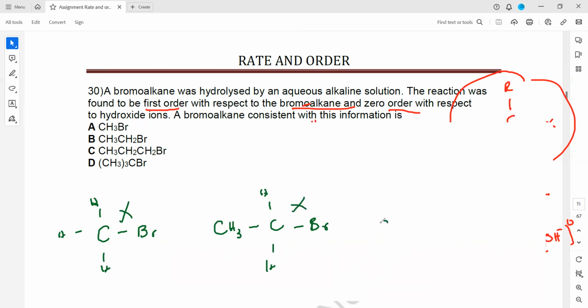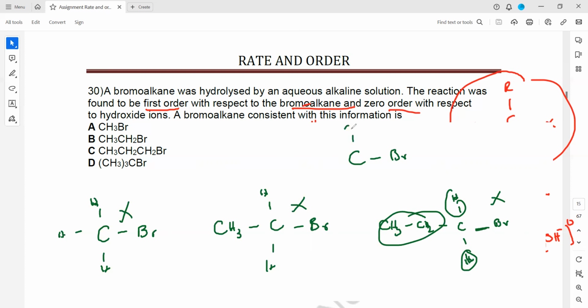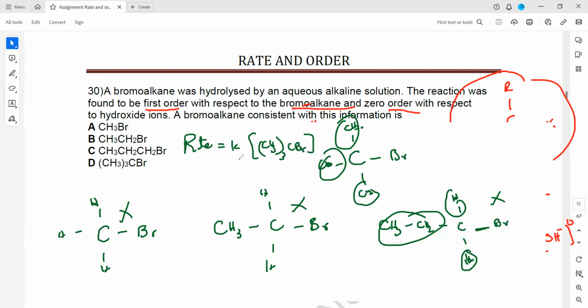When we check option C, this is again not correct, because the carbon which is bonded with the halogen is surrounded by only one carbon chain. But when you check D, the carbon is bonded with bromine and it has 3 carbon chains around it. So this is a tertiary halogenoalkane. If we write the rate equation for this, the rate equals k times the concentration of this halogenoalkane, and it does not depend on the OH. So that's why D is the right answer. Is this clear?